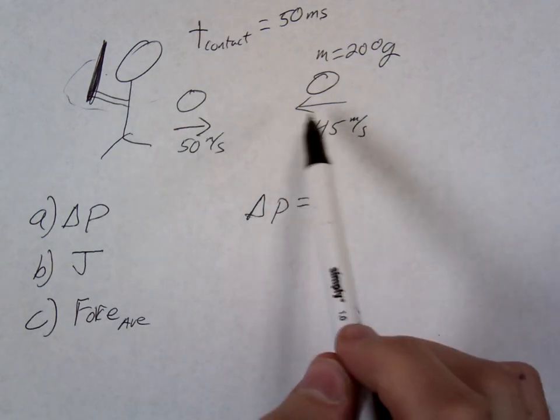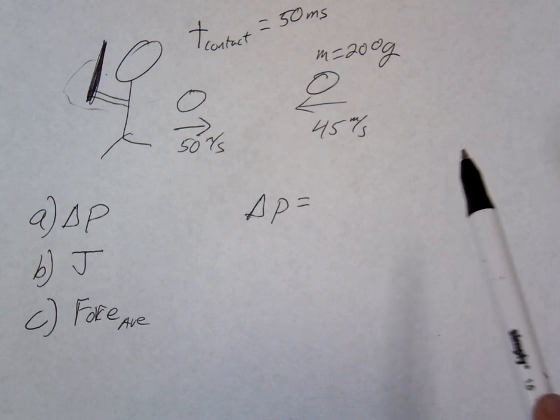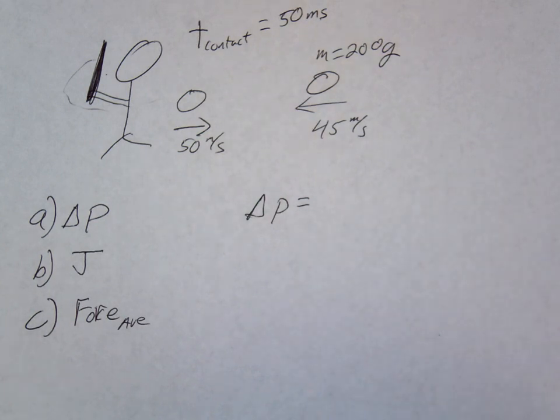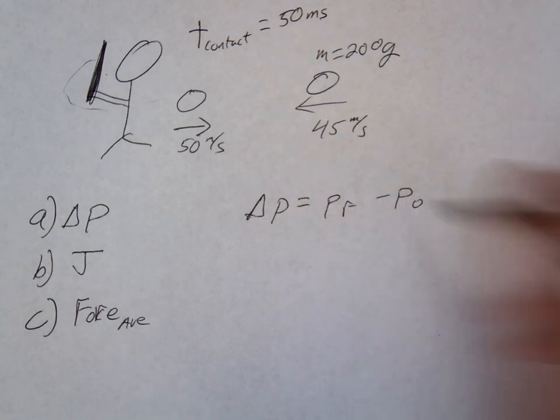Okay, so we have our ball coming in at 45. We have our batter hitting it in the opposite direction at 50. We're going to look for the change of momentum. Remember, change of momentum is P final minus P initial.